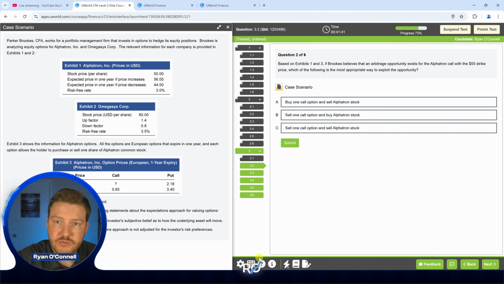All right. So based on exhibits 1 and 3, we have this information about this stock here, and then this information about this stock here. If Brooks believes that an arbitrage opportunity exists for the Alphatron call with the $55 strike price, which of the following is the most appropriate way to exploit the opportunity? So let's take a look at that.